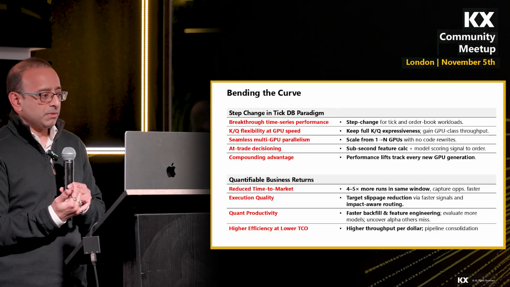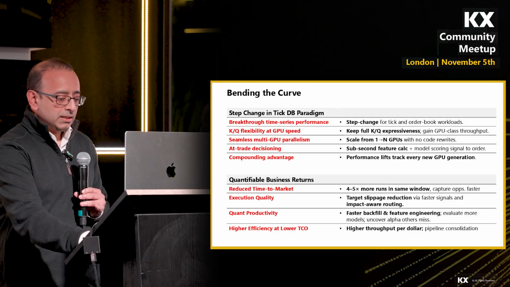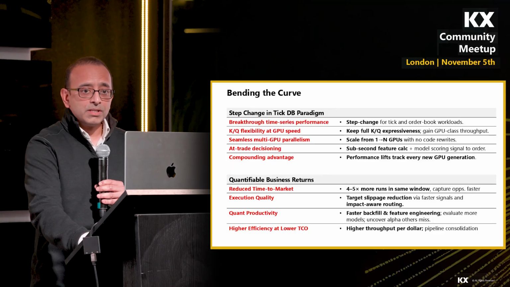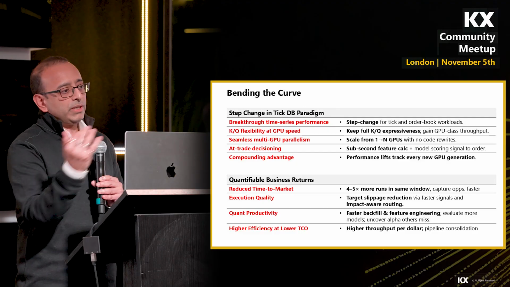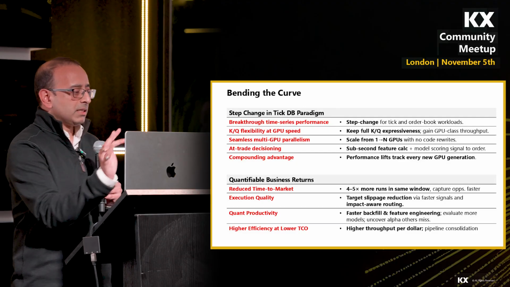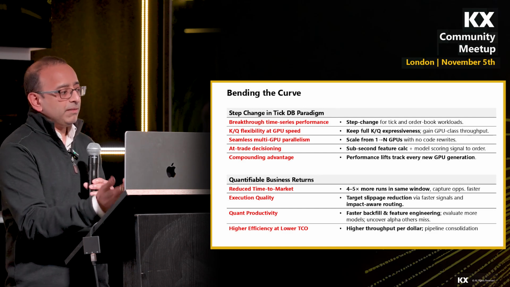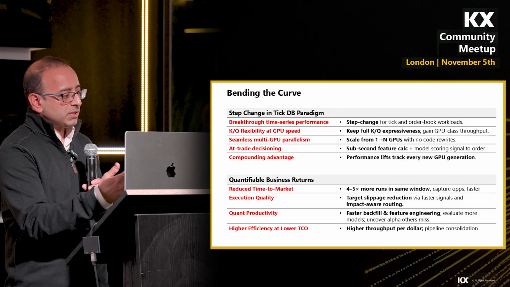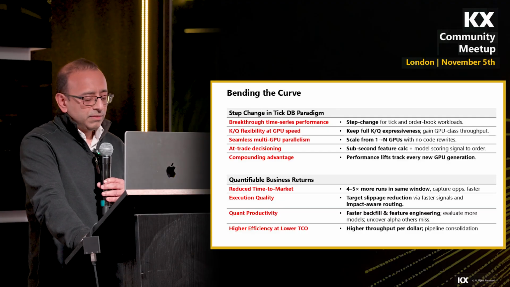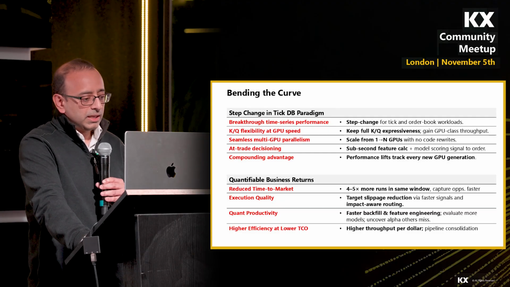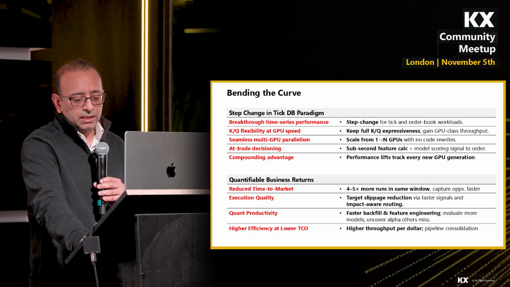You have breakthrough time series performance, KQ flexibility at GPU speed, multi-GPU parallelism, and maybe it also opens up opportunities at the at-trade level, right? Not just pre-trade, post-trade. Yeah, at-trade, you could say FPGAs and so on. But are there ways where we can run KDB if it's running at GPU speed? Does that open up some new ideas? And then you have compounding advantage. And finally, the quantifiable business returns: reduced time to market, execution quality, quant productivity, higher efficiency at lower TCO.